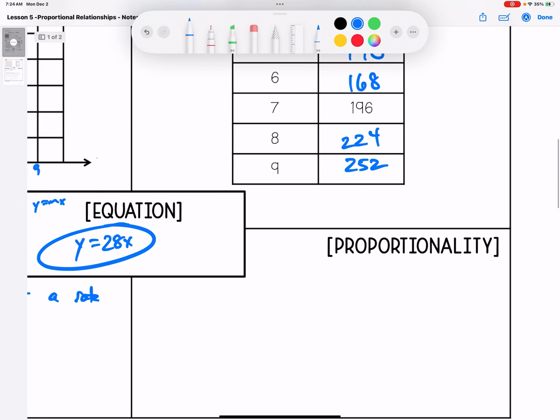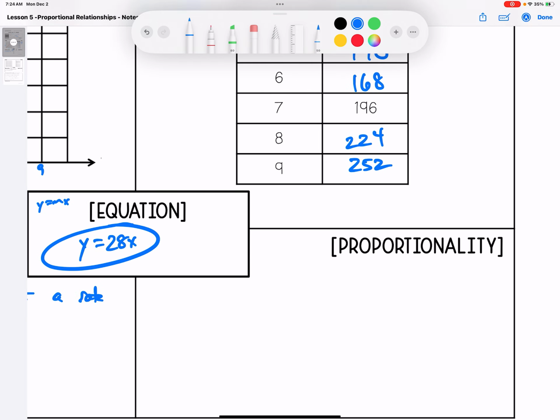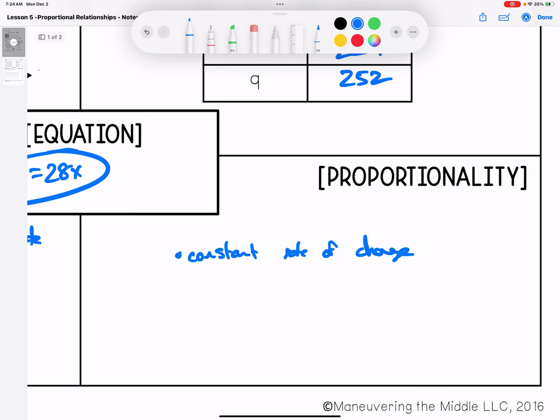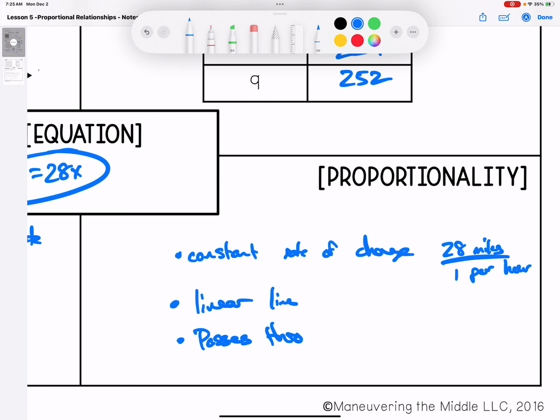All right, when it asks for proportionality, how do we know it's proportional? That's what it's asking here. 3 things to know it's proportional. It has a constant rate of change (28 miles per hour). It's a linear line. And it passes through the origin.